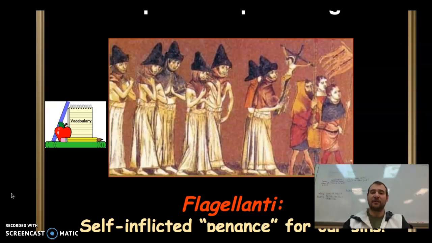And they talked about how they were like rock stars. It was a weird deal back then where people actually respected these people for doing this, and they thought they were actually helping. Our video talks about how they would do this all day, and then at night they would just party it up with each other. So, kind of an interesting deal. But they would just walk through towns, basically whipping each other, trying to pay for the sins of Europe.